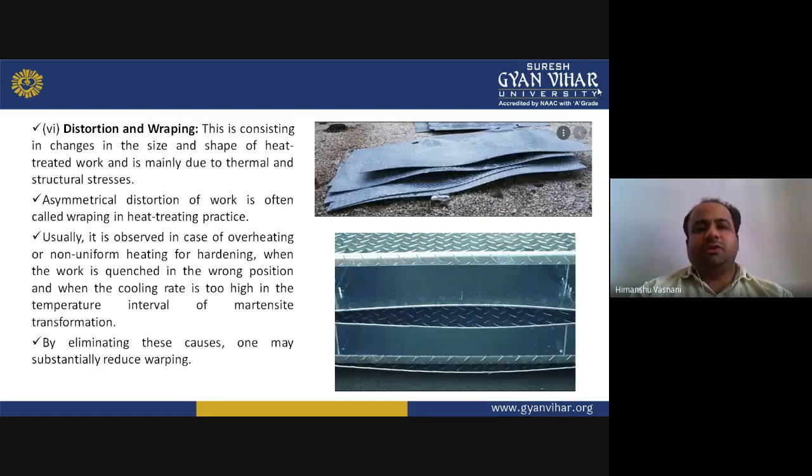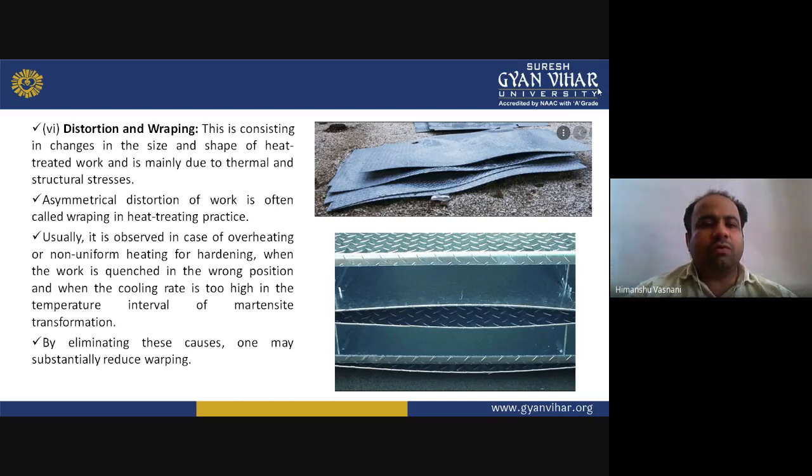Okay. Now distortion and warping. This consists in changes in the size and shape of heat treated work, and it's mainly due to thermal and structural stresses. Asymmetrical distortion of work is often called warping in heat treating practice. Usually, it is observed in the case of overheating or non-uniform heating for hardening, when the work is quenched in the wrong position, and when the cooling rate is too high in the temperature interval of Martensite formation.